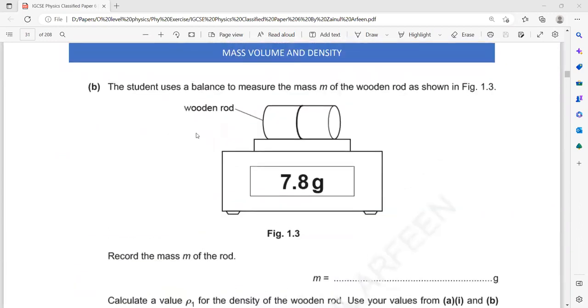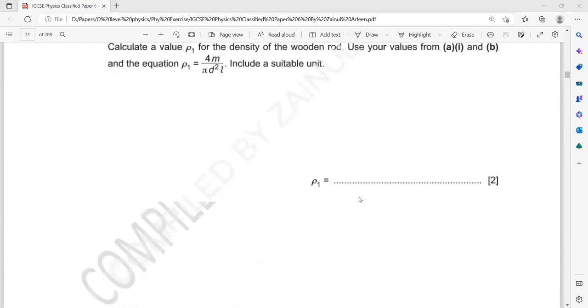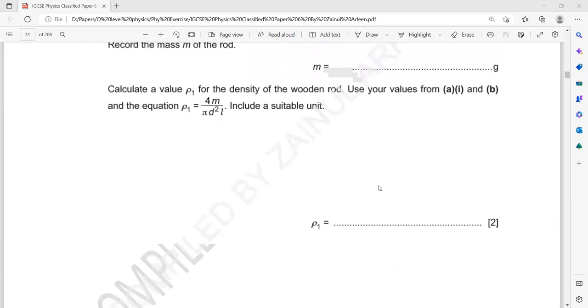The next question: the student uses a balance to measure the mass M of the wooden rod. Record the value for the mass. What is the value of the mass? 7.8 grams. So that's equal to 7.8. We just have to write the same value. Then calculate the density, rho 1, of the wooden rod using your values in A1, B, and the equation. So what is the equation?